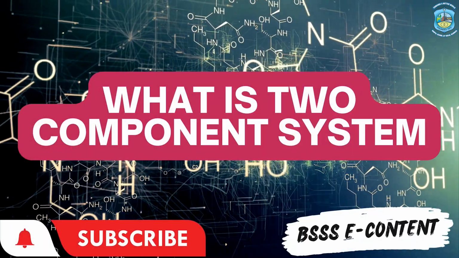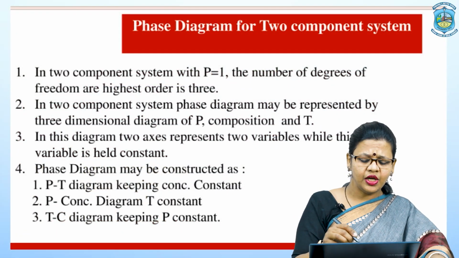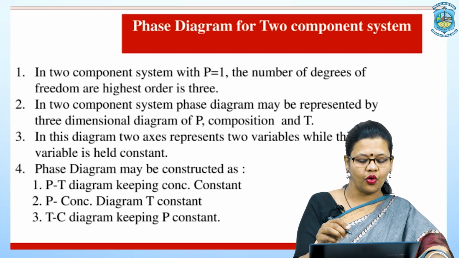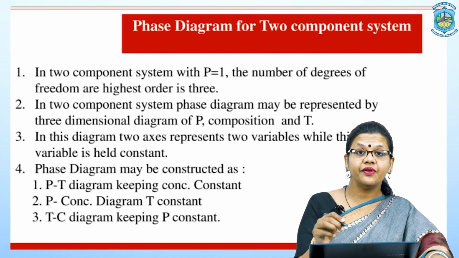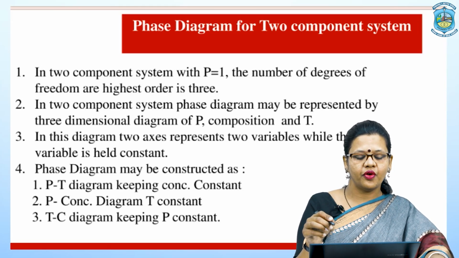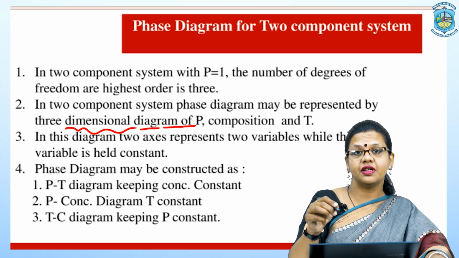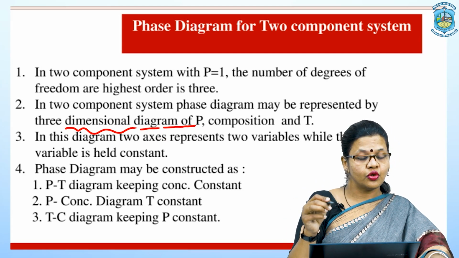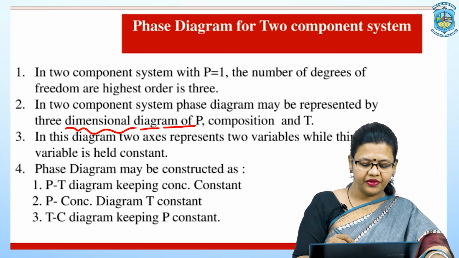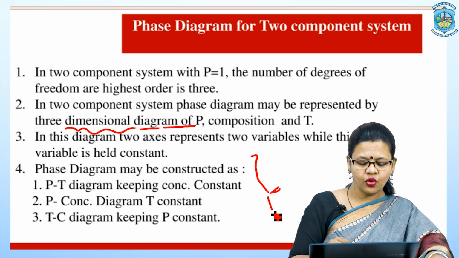What is two component system? In a two component system with the value of phase equal to 1, the number of degrees of freedom is of the highest order, 3. That means there are 3 variables that need to be used. So the diagram that we draw for it will be a 3-dimensional diagram, which becomes a bit difficult to depict. So therefore we try to make it simpler and we convert it into a 2D diagram using 2 variables.